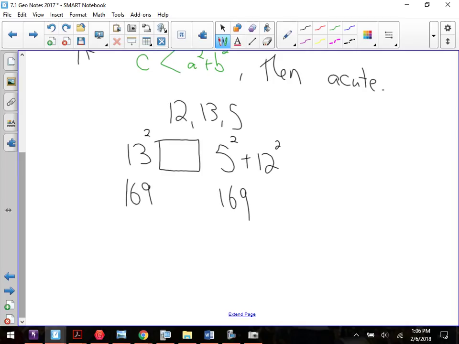So, are those two numbers equal? So therefore, what kind of triangle is it? Correct. That's what you can do with the Pythagorean theorem. The Pythagorean theorem allows you to tell what type of triangle you have before you know what kind of triangle you have.